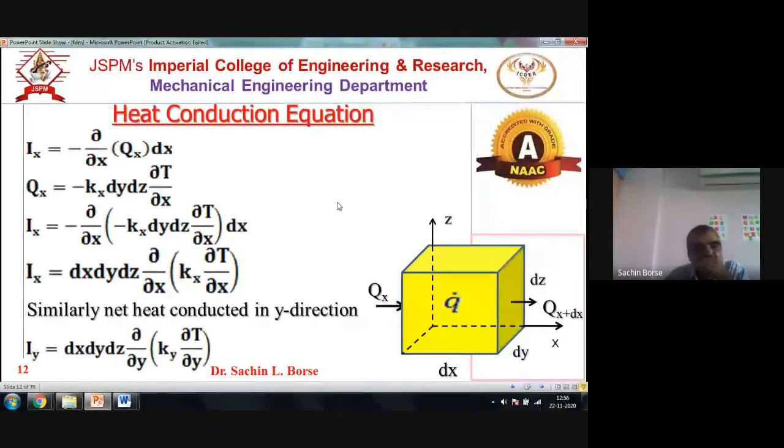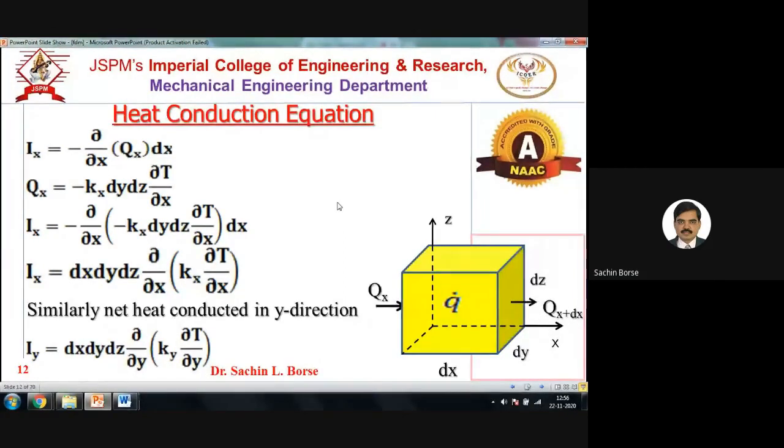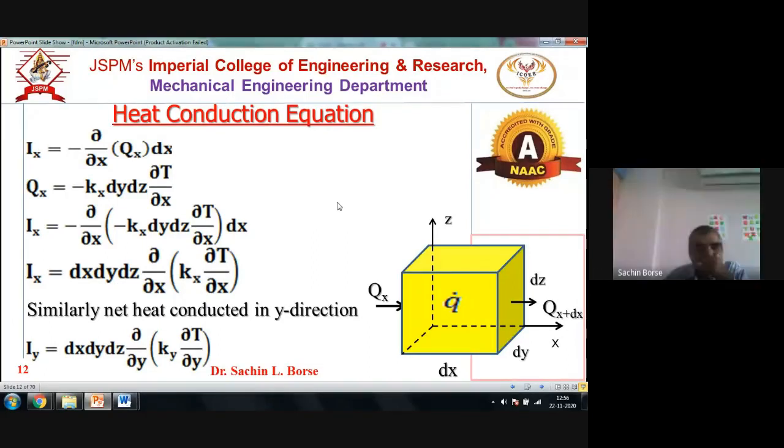We know qx is minus kx times the area. Now the area we can see in the diagram: dy into dz forms the area which is perpendicular to qx. Now you write it in the net heat conducted. As kx is a variable, it will not be able to come outside, but dx, dy, dz are constants, so they will come out. So I get the net heat conducted in x as dx dy dz into del by del x of kx del T by del x. Please understand why kx is not coming out: because we consider it a variable. If it is constant, then it can immediately come out.